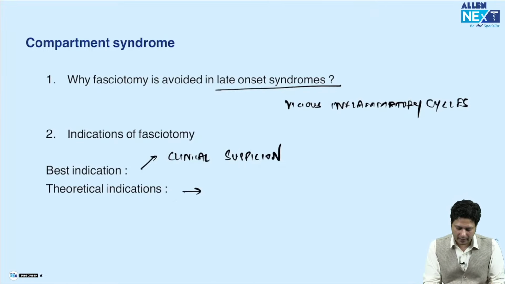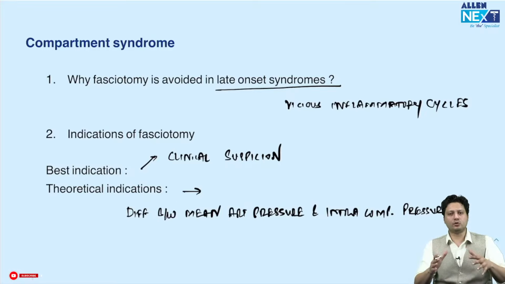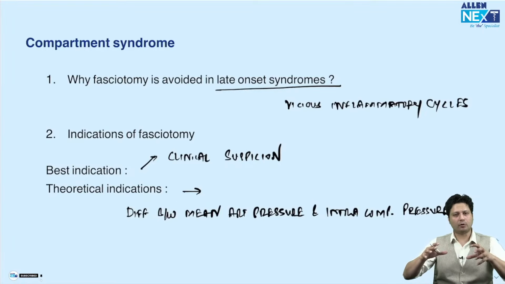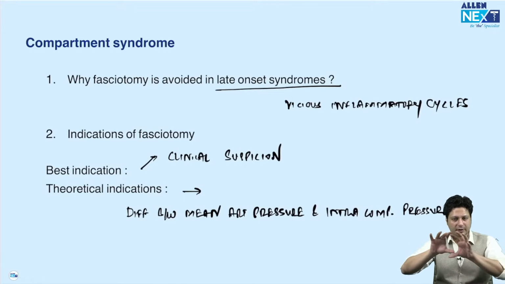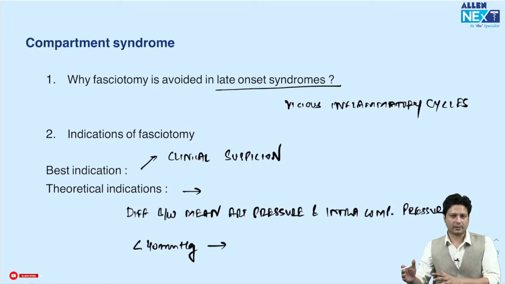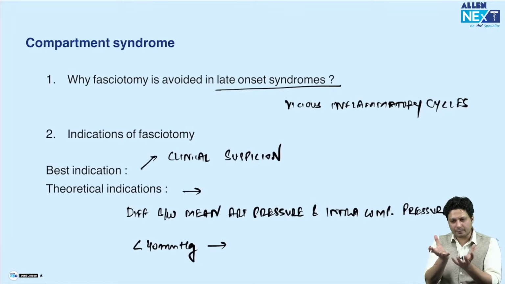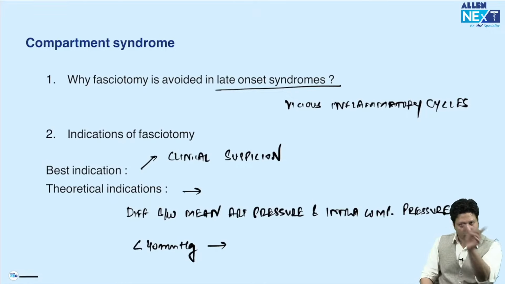So it is the difference between the mean arterial pressure and intracompartmental pressure. You know, for example, the patient comes to you with an injury having a possible compartment syndrome, then you will measure the mean arterial pressure of the patient and you will measure the intracompartmental pressure of the patient. Now, if the difference between the two is less than 40 millimeters of Hg, then perform fasciotomy. It means that the intracompartmental pressure is progressing towards mean arterial pressure. All right, so it will result in a permanent occlusion of the vascularity, thereby causing compartment syndrome.